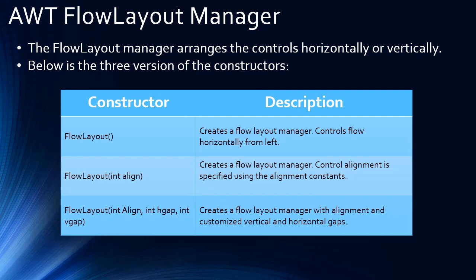The third version takes the alignment parameter. Also, it takes a horizontal and vertical gap. When the controls are arranged horizontally as well as vertically, or we can say when the controls are occupying the container in 2 or more rows, the horizontal and vertical gap will be employed to say what is the gap between the controls laid out inside the container.